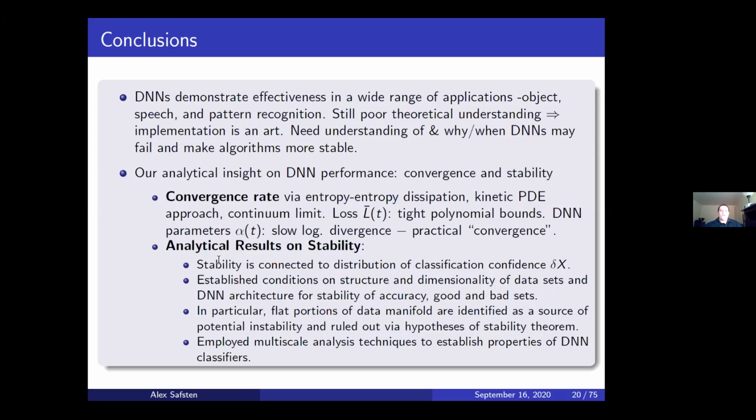We also showed analytical results, including the introduction of a new tool to study stability, delta X, the classification confidence. And we established conditions on the structure of the data and the DNN architecture which lead to stability of accuracy. In particular, we show that the flat portions of the data manifold are potential sources of instability and are ruled out via the hypotheses of the stability theorem. Finally, we employed multiscale analysis techniques to establish the properties of DNN classifiers. Thank you for your attention.